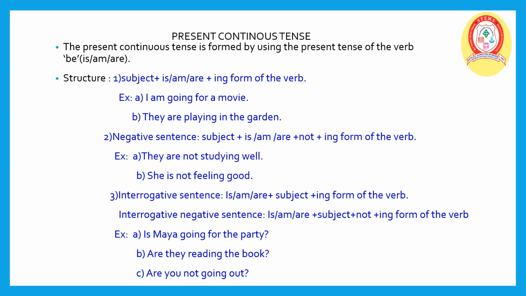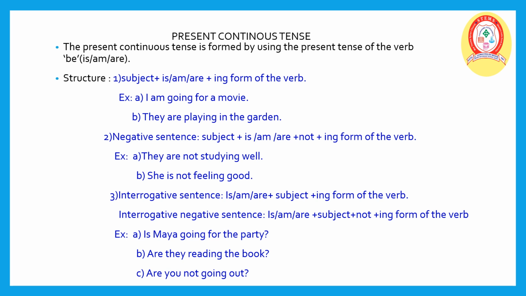Now coming to the negative sentence, subject plus is, am, or are plus not plus ing form of the verb. We have learned all this last year, but we will be doing that again. We are doing it again. They are not studying well. Here, they is a subject. Are is used because they is plural. Are not is a negative word. Studying is the ing form of the verb study. Okay.